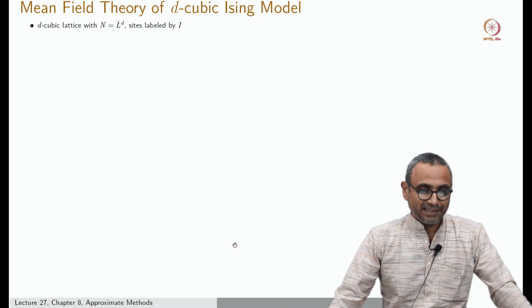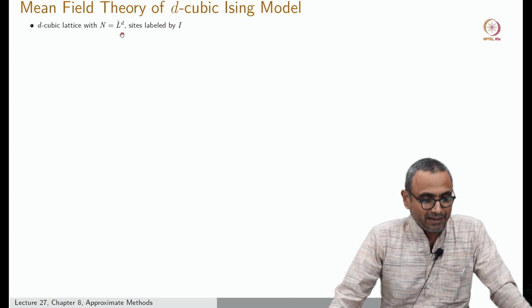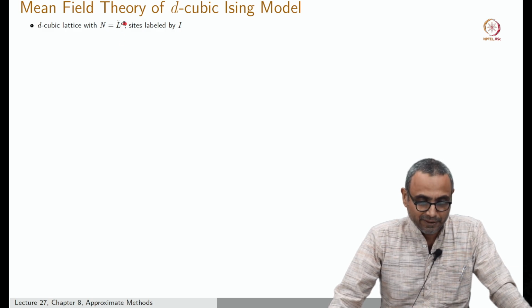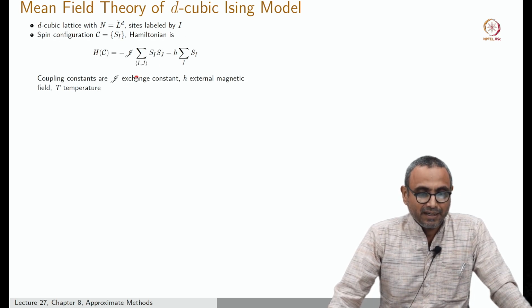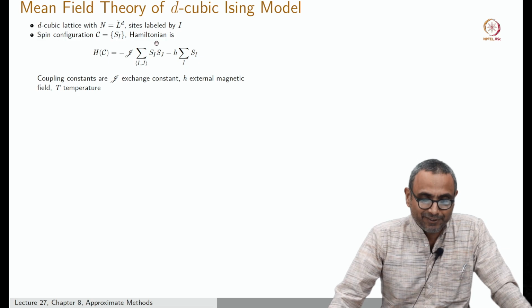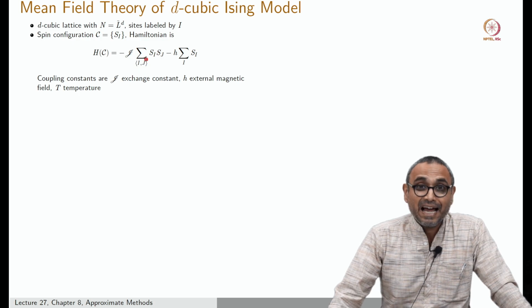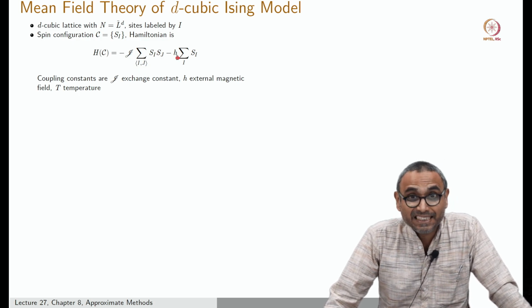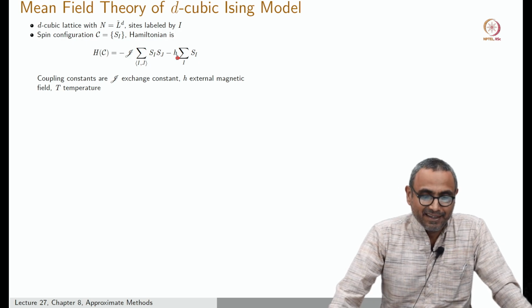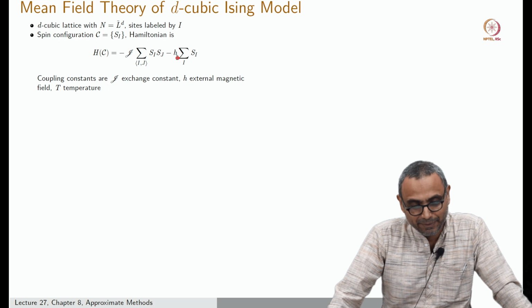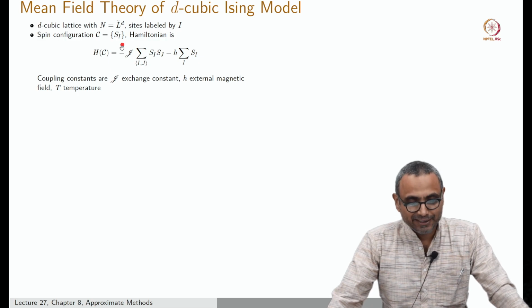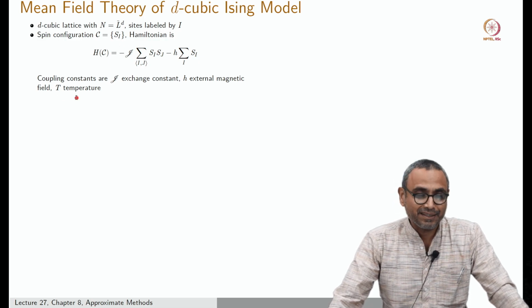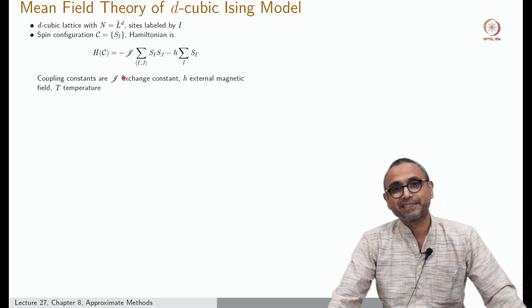So I start with a d-dimensional cubic lattice where I have n sites, written as L tilde to the power d, and the sites are labeled by this capital I. In this discussion I am going to have the Ising interaction with the exchange coupling over nearest neighbors I and j, and I am also going to hold on to an external field that I am applying. And you will see why I am doing this in a bit. So the coupling constants here are the exchange constant J, the field H, and of course the temperature, and from these you can construct a variety of dimensionless coupling constants.